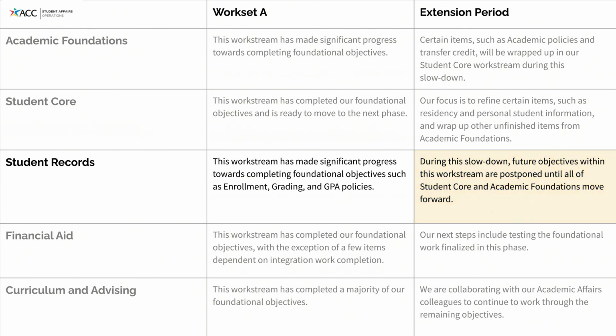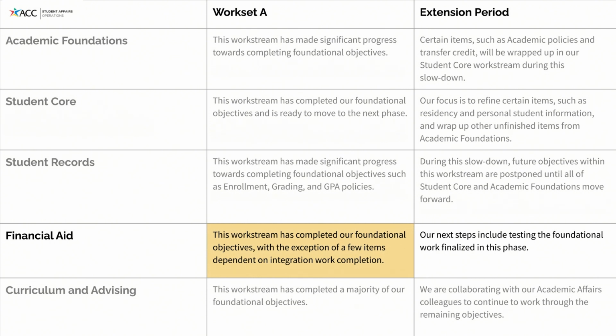Some of these workstreams can't complete their work, they can't fully design things until other workstreams have completed their configuration. Student Records is an example of that, and Financial Aid is another great example of that. So Financial Aid has completed their foundational objectives with the exception of a few items dependent on integration work completion. And their next steps include testing the foundational work finalized in this phase.